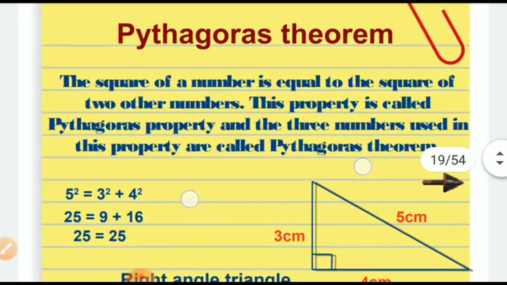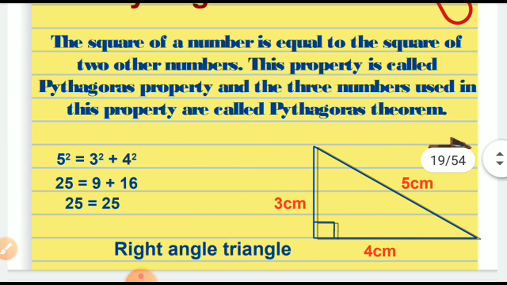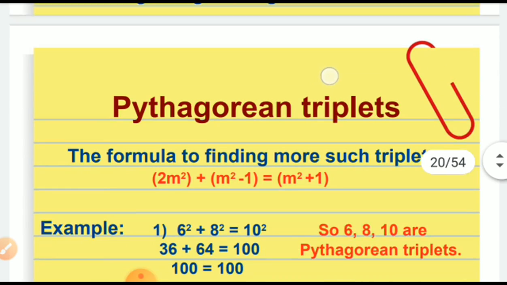The square of a number is equal to the sum of the squares of two other numbers. This property is called the Pythagoras property, and the three numbers used in this property are called a Pythagoras triplet. Yes, correct. So here a right triangle is there, with sides 3, 4 and 5. 5 square is 25, equal to 3 square plus 4 square. 25 is equal to 9 plus 16. So here it is called a Pythagoras triplet.